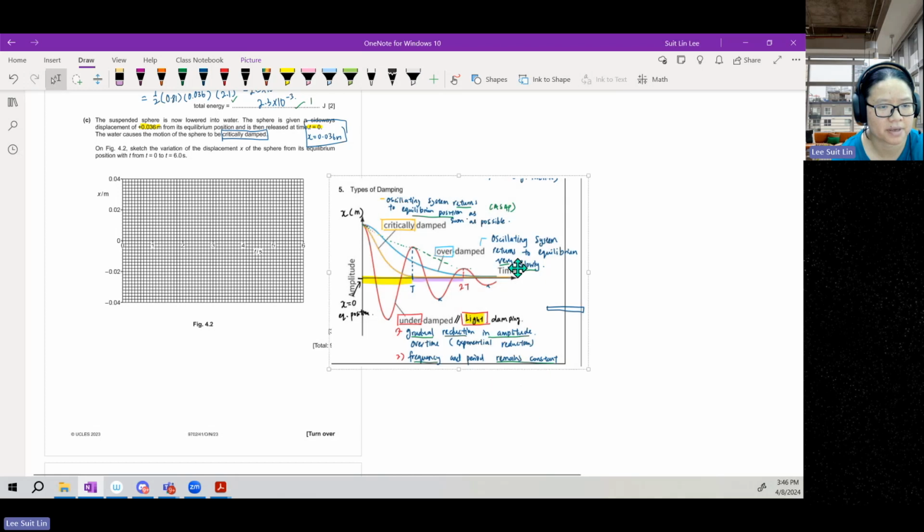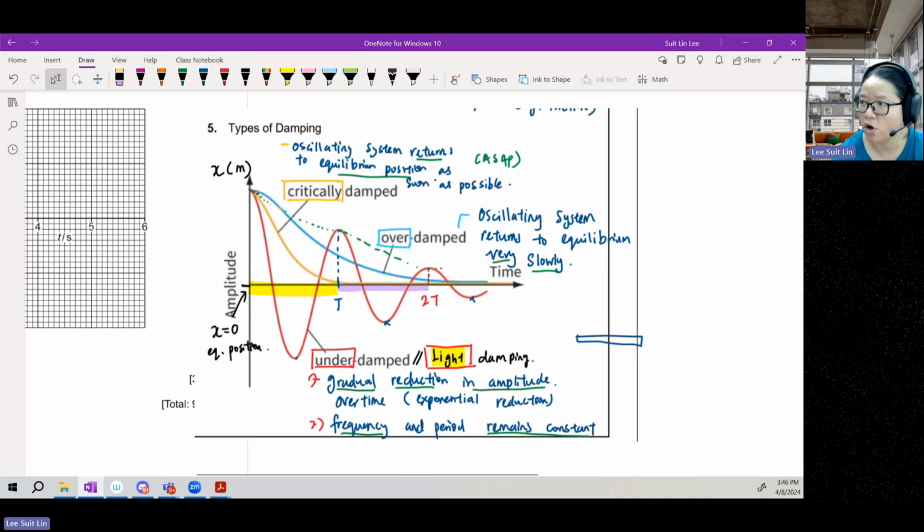Here are the types of damping. Oftentimes in past year questions, we have the light damping, also the red color one. There's a gradual reduction. We can calculate the amplitude and calculate how many percent the energy changes after every cycle. Very common past year question. What is uncommon is critical damping and over damping.